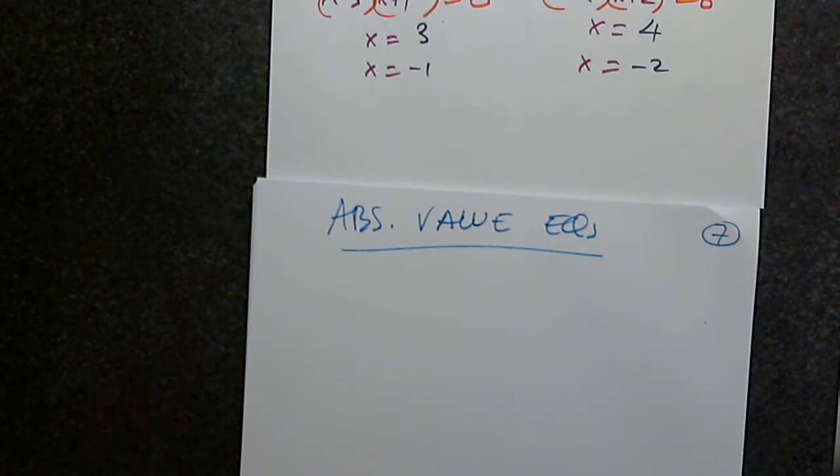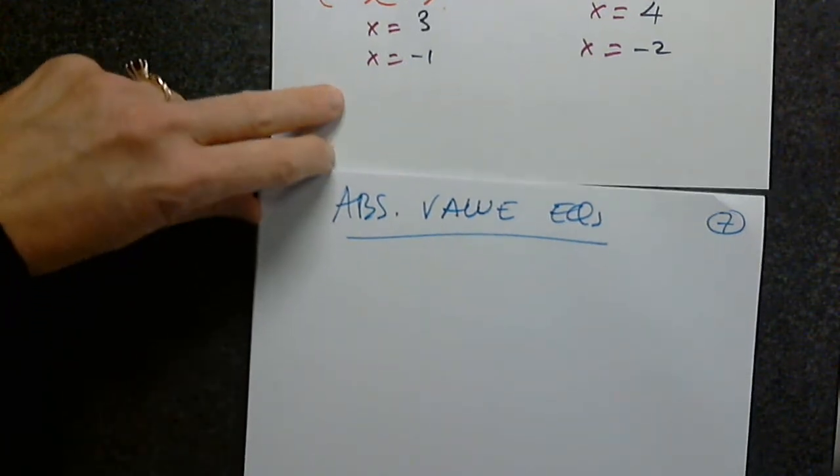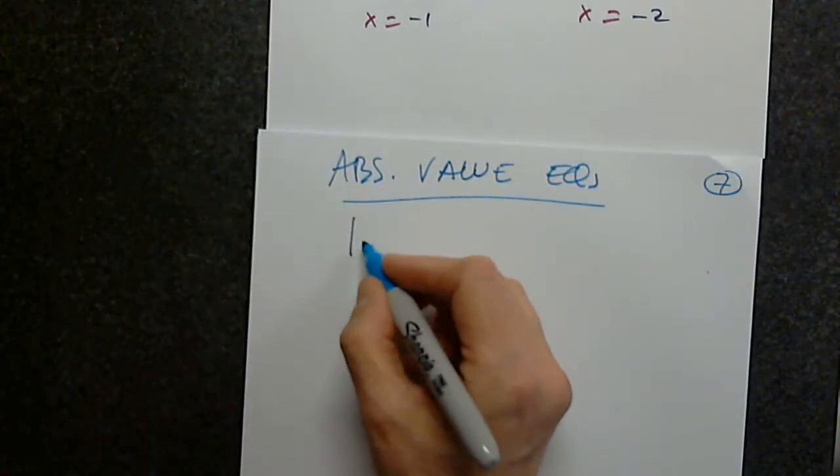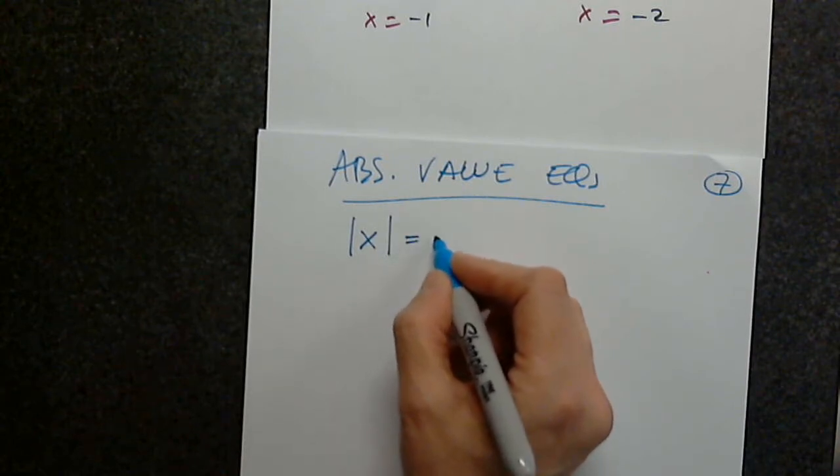Equations that have absolute value in them. Before we look at a couple of examples, I just want to refresh your memory on how to address this. Let's look at a very simple situation. The absolute value of x equals 9.